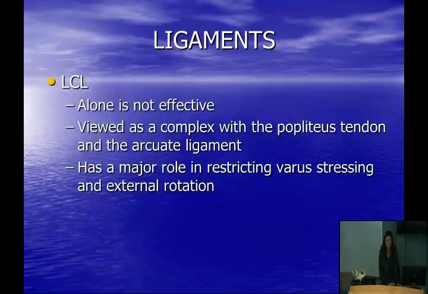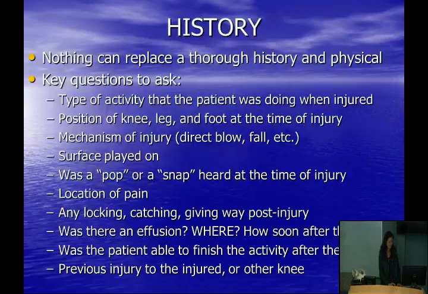And then the LCL, the poor LCL, it alone is not very effective at all, really doesn't do very much. When you meld it with the popliteus tendon and the arcuate ligament, it can restrict some varus stressing, but it rarely gets injured, and it doesn't have very much effect in the movement of the knee.